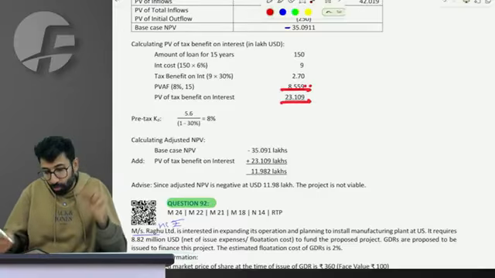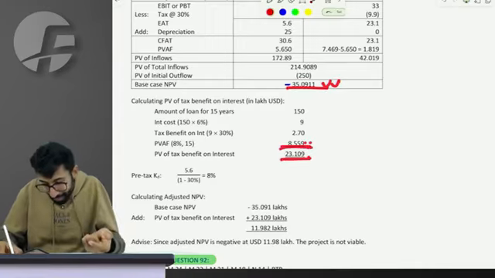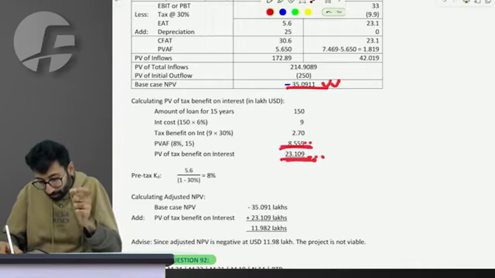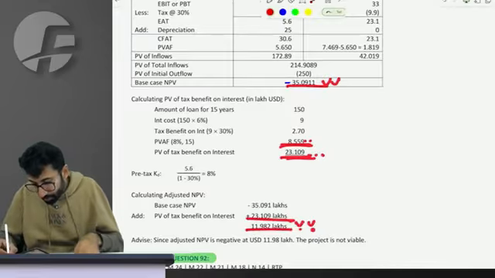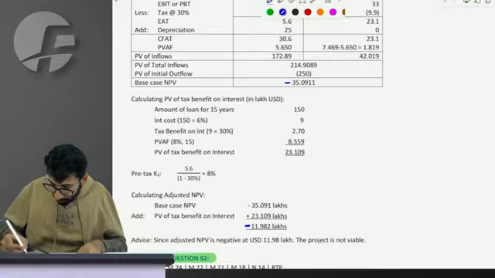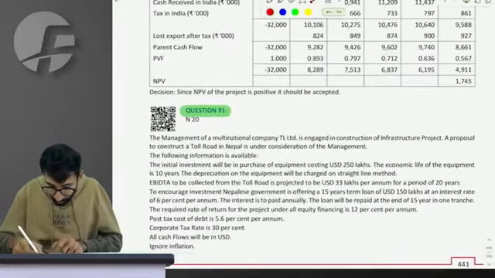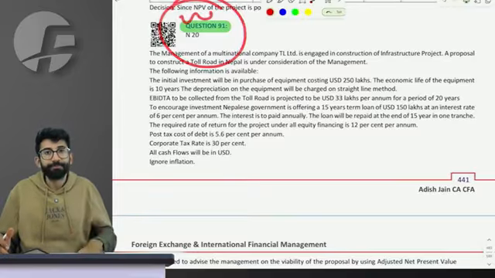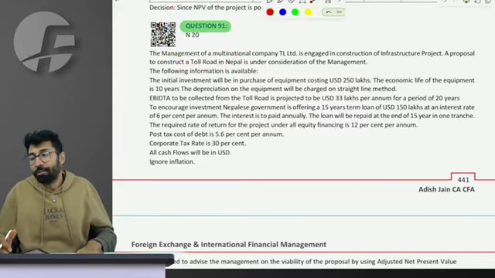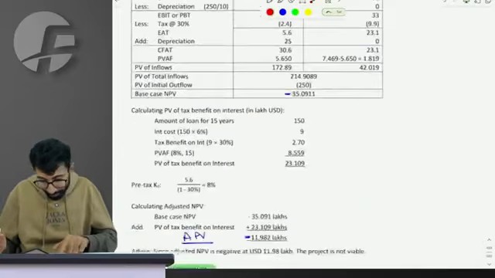Is there a flotation cost? No. So 35 lakhs negative was the base case NPV, adding the tax benefit of interest to it, 23 lakhs. Overall, I end up having an adjusted NPV that is negative, and the project, people in the class, is not viable. That is how question number 91 is being solved. I hope you are able to understand that it is an application of the concept that you've learnt.